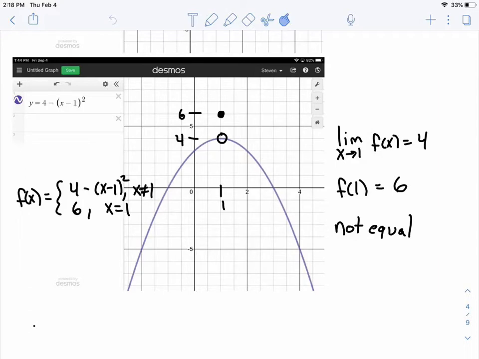So we're going to stop here in this video. In the next video, we'll look at the other three possibilities for limits graphically, and how the limit can be different than the function value, although sometimes it can also be the same.